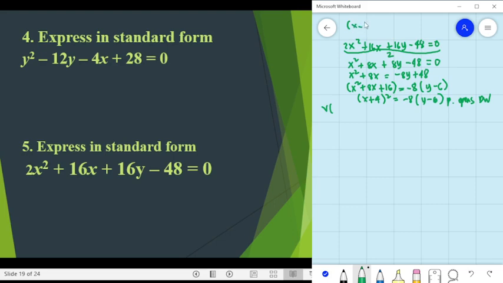So quantity x minus h squared equals -4p quantity y minus k. So meaning, your h here is -4, and your k is 6. So, it is at -4, negative.